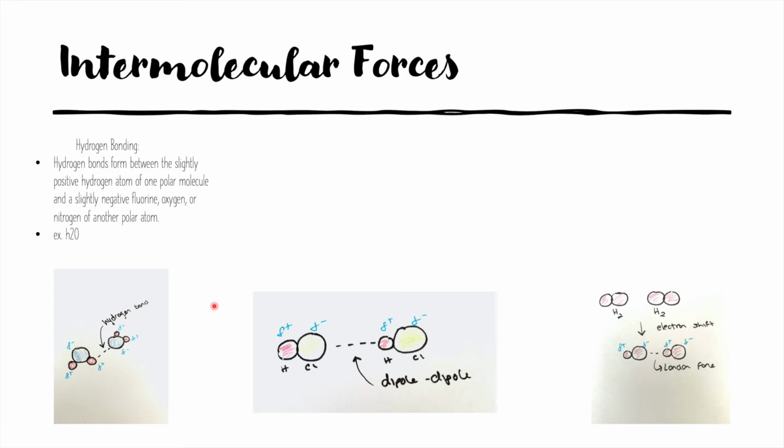For example, H2O. The slightly positive hydrogen atom of one water molecule forms a hydrogen bond with a slightly negative oxygen atom of another water molecule. Hydrogen bonds are the strongest intermolecular force. They are weak individually, but strong together.